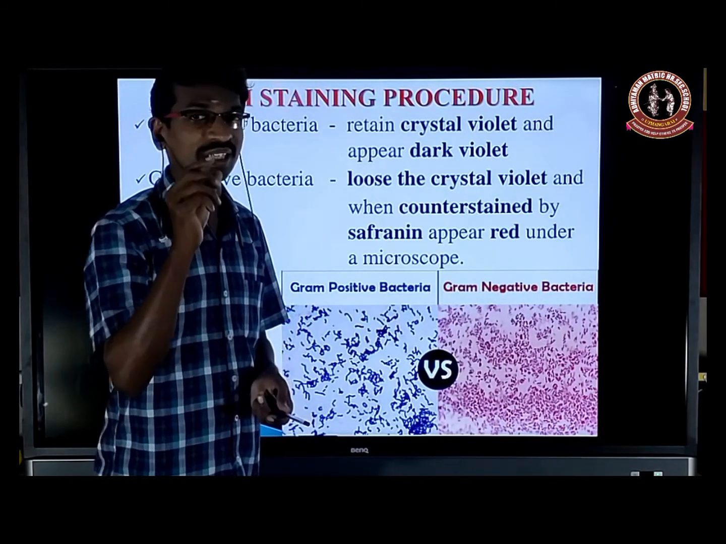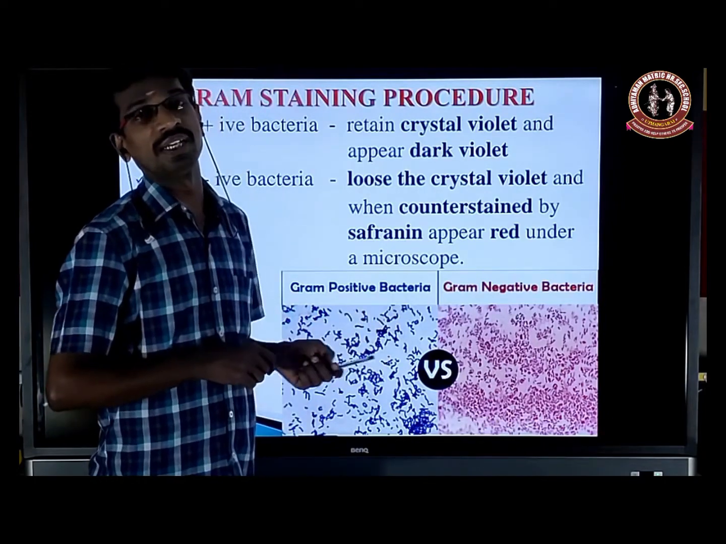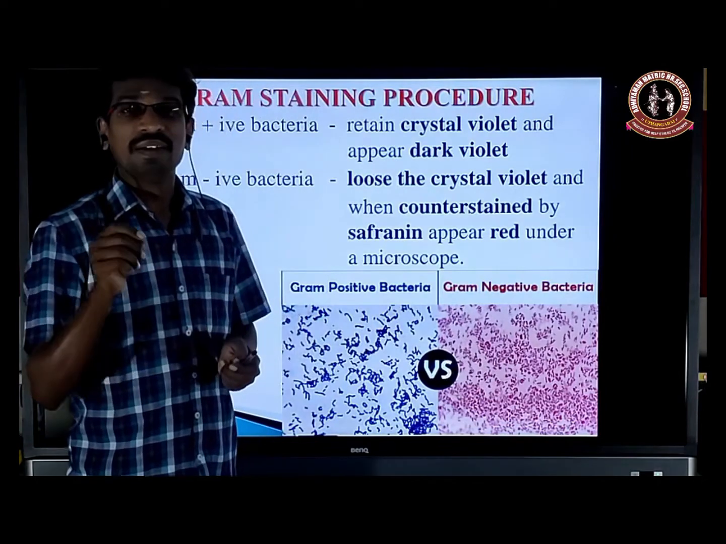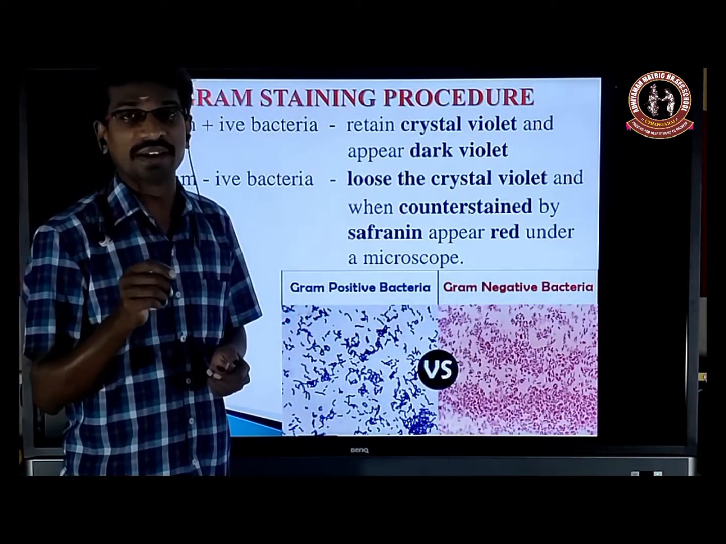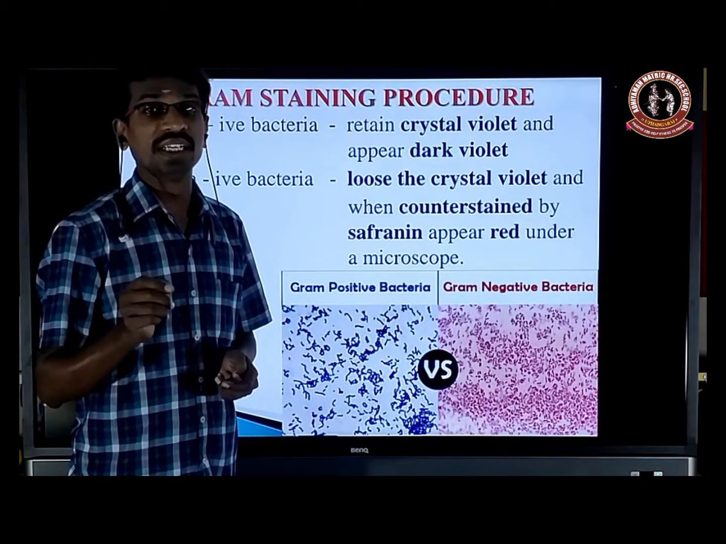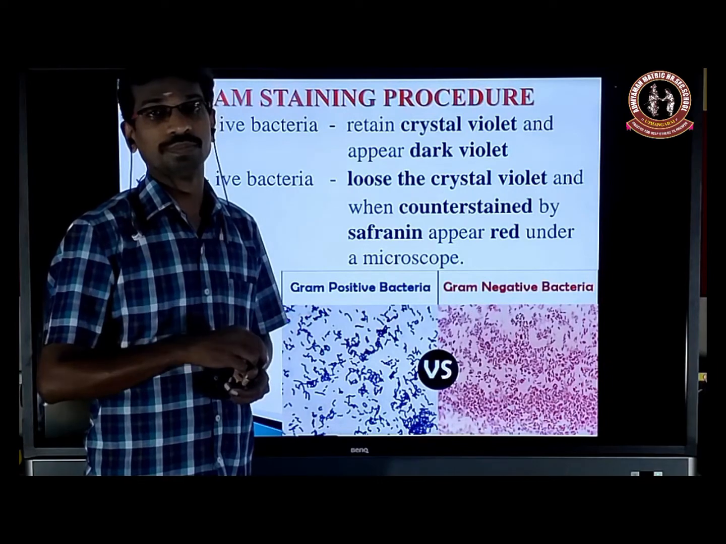The cell wall is very thin, so that's why it does not retain the violet color. Why does it look red? We can use the counterstain or secondary stain. That is the safranin we can use.